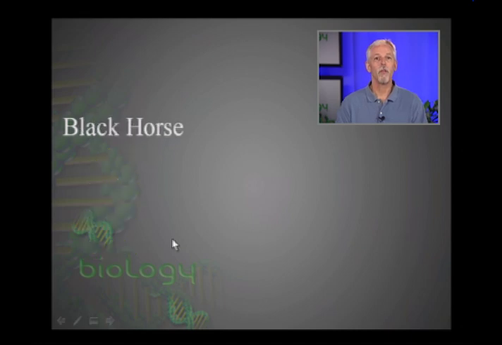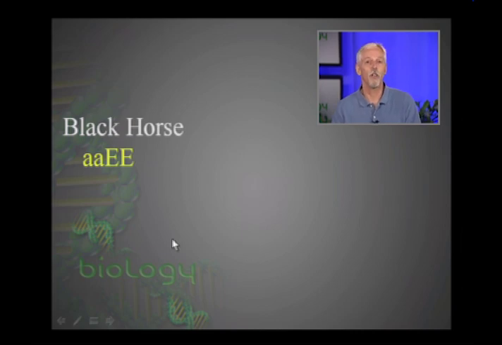A black horse would occur as long as you have homozygous recessive for the agouti gene and then a dominant allele for the extension gene. So again, this is saying, I want to make a black horse, and the extension gene is saying, fine, go ahead, make a black horse. Same thing, I want to make a black horse, go ahead, make a black horse.